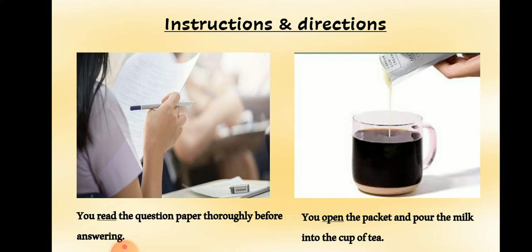While giving instructions or directions, we always use simple present tense. You read the question paper thoroughly before answering. You open the packet and pour the milk into the cup of tea.